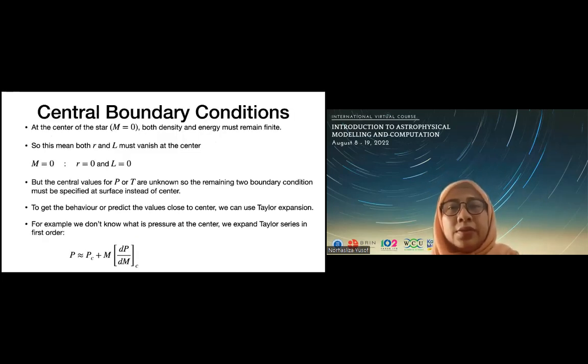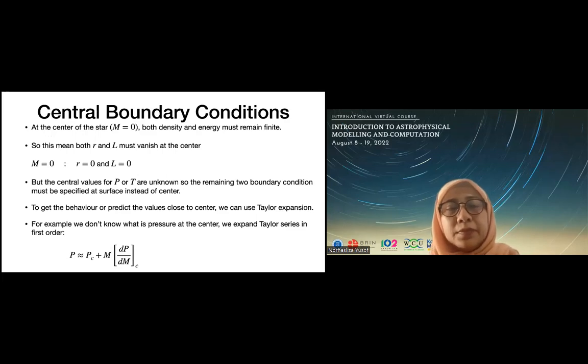All right, so now we move on to what we call the central boundary condition. At the center of the star, where the mass is 0, both our density and energy must remain finite. When they remain finite, it means that both the radius and the luminosity must vanish at the center. So at the center, we have r = 0 and L = 0. This is what I mentioned before.